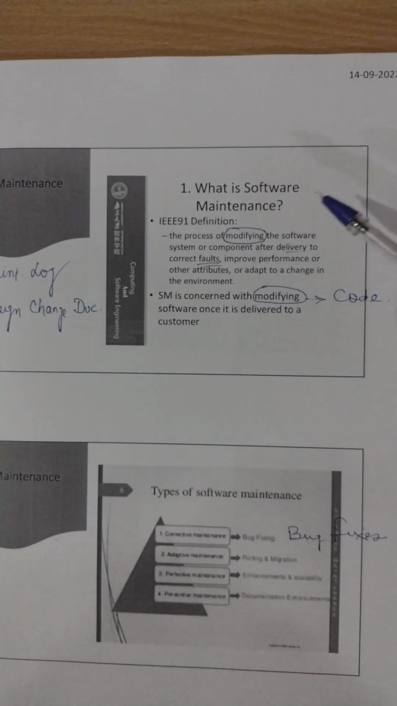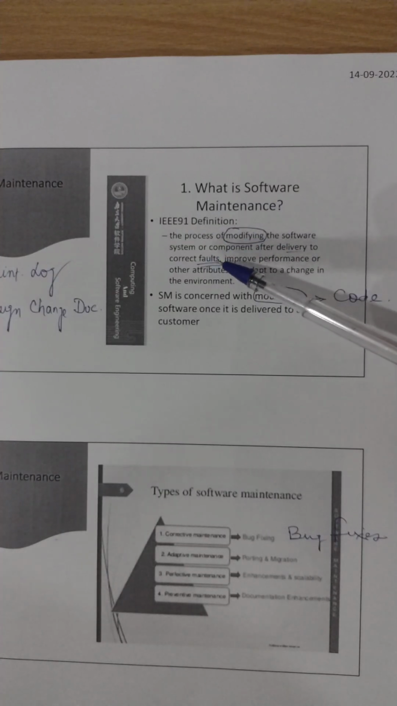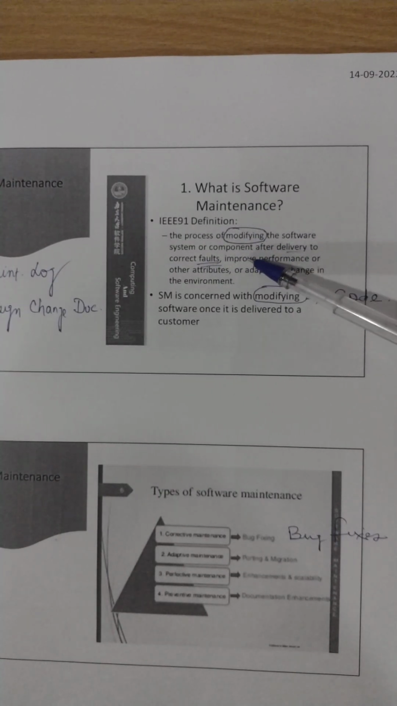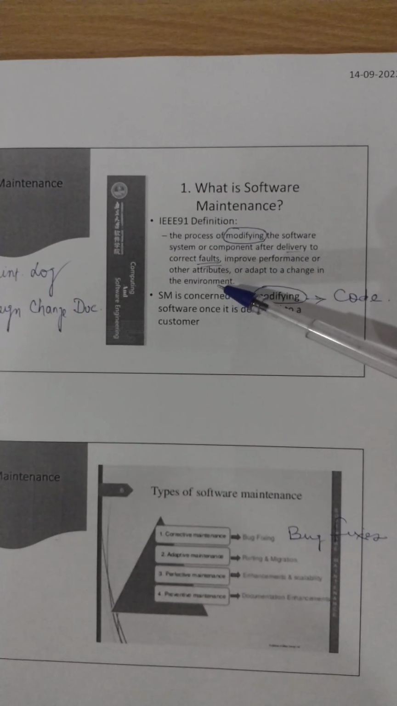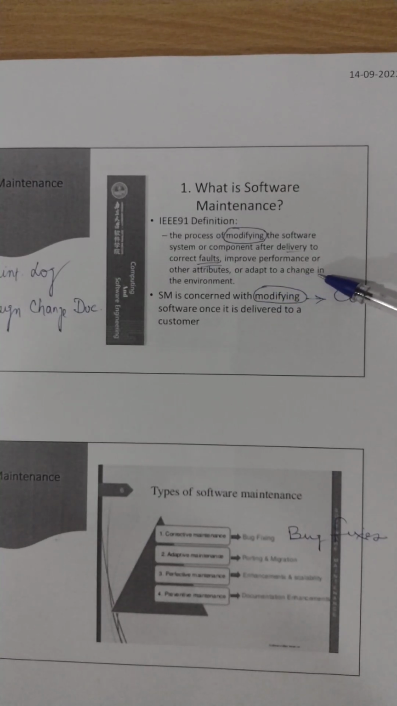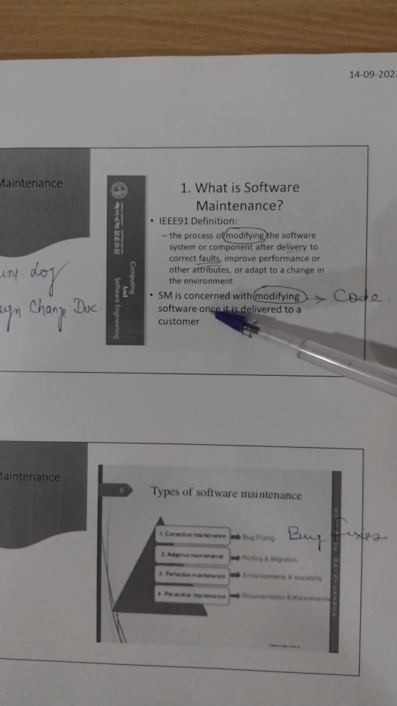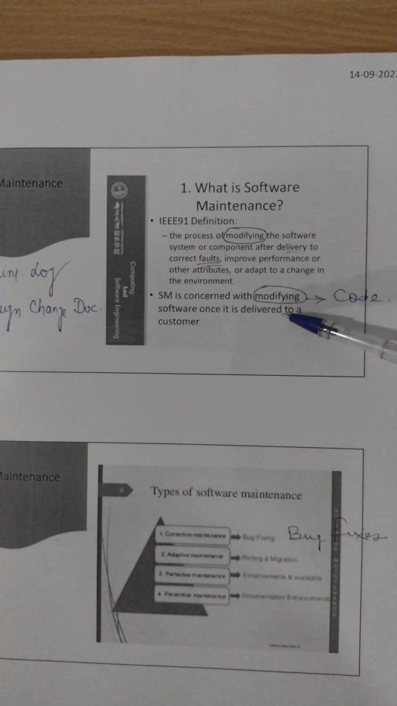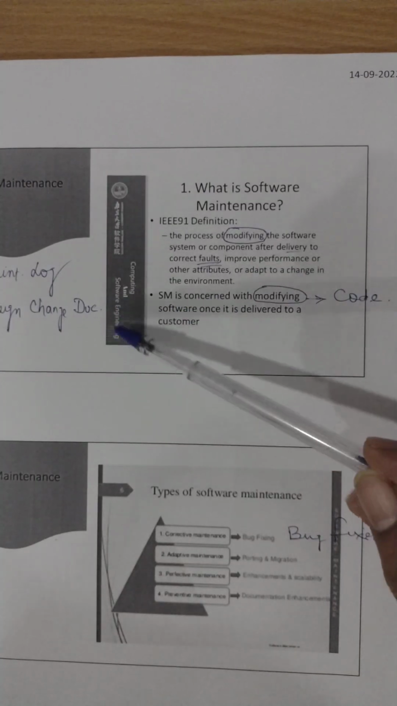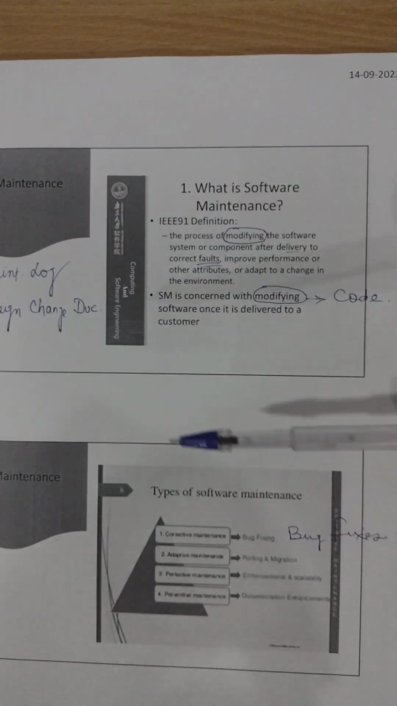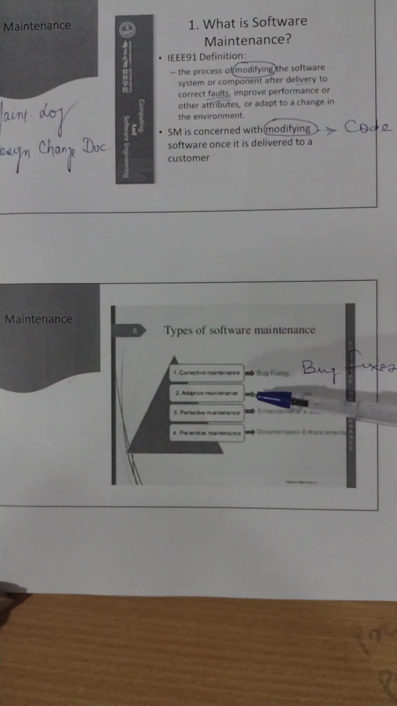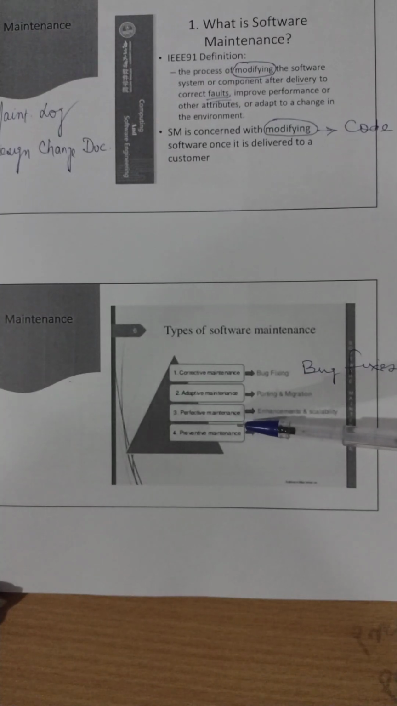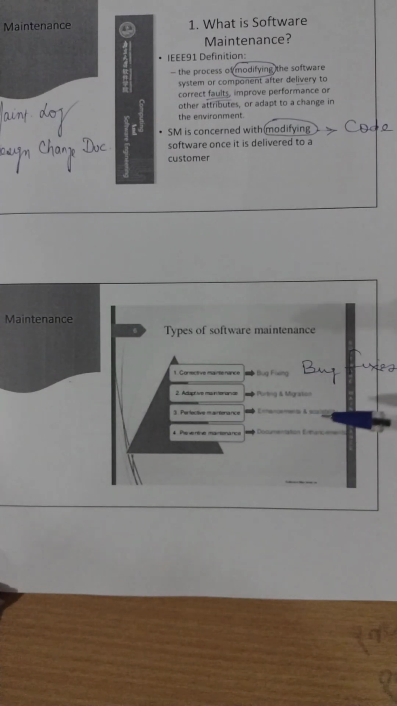In the maintenance phase, as per the IEEE definition, it is the process of modifying the software or system or component after delivery to correct the faults, improve the performance or other attributes, or adapt to a change in the environment. System maintenance is concerned with modifying the software once it is delivered to the customer. So here also we maintain the maintenance log, we prepare the design change document also. Types of maintenance are corrective maintenance, adaptive maintenance, perfective maintenance, and preventive maintenance.